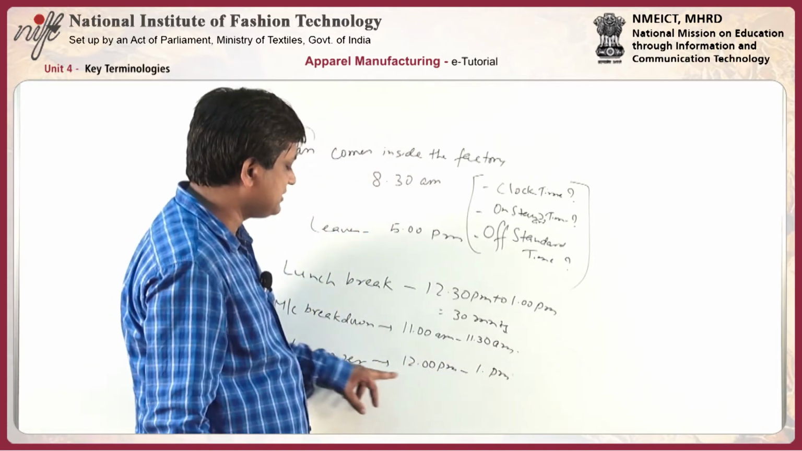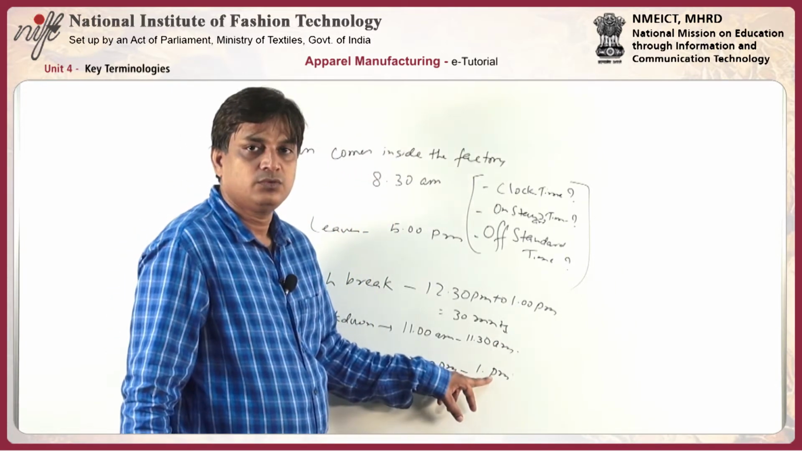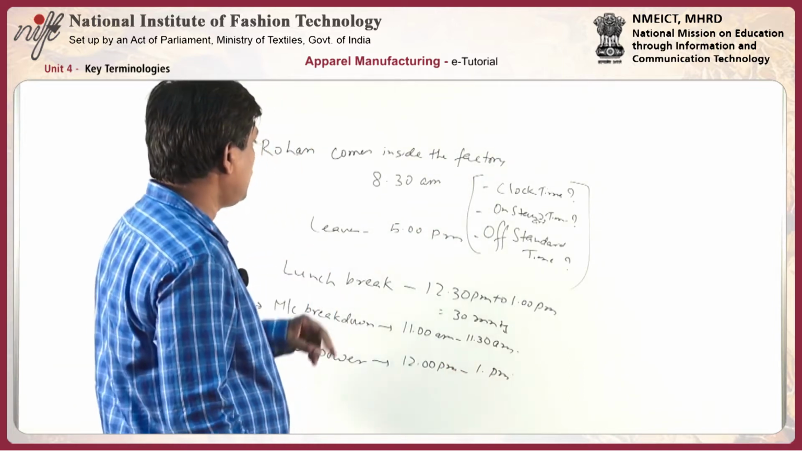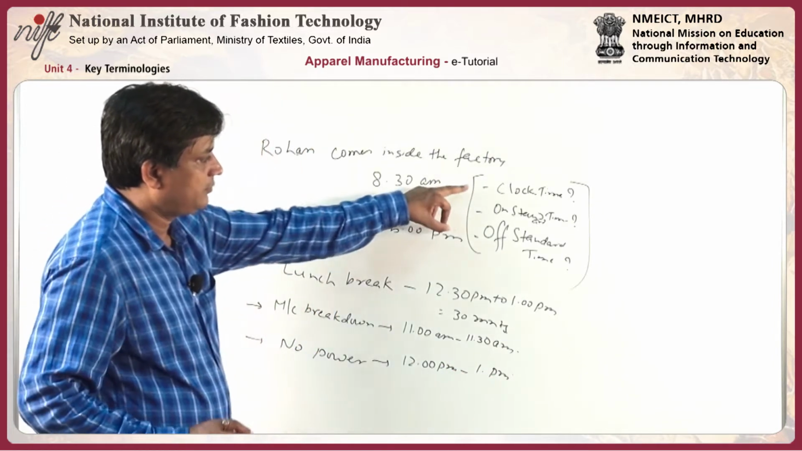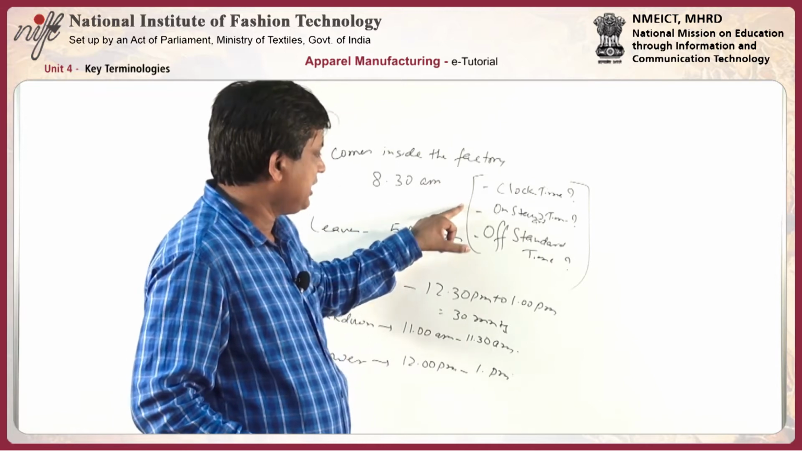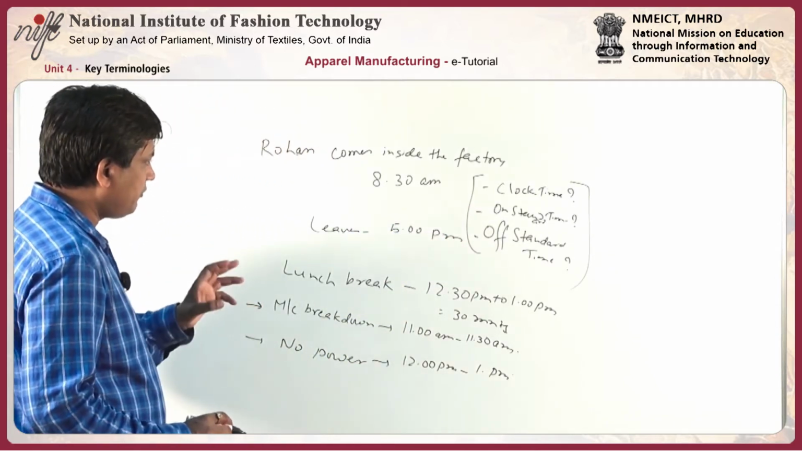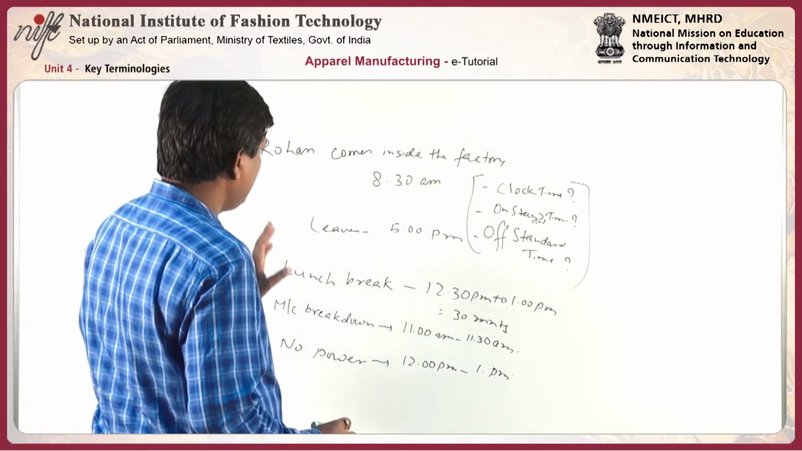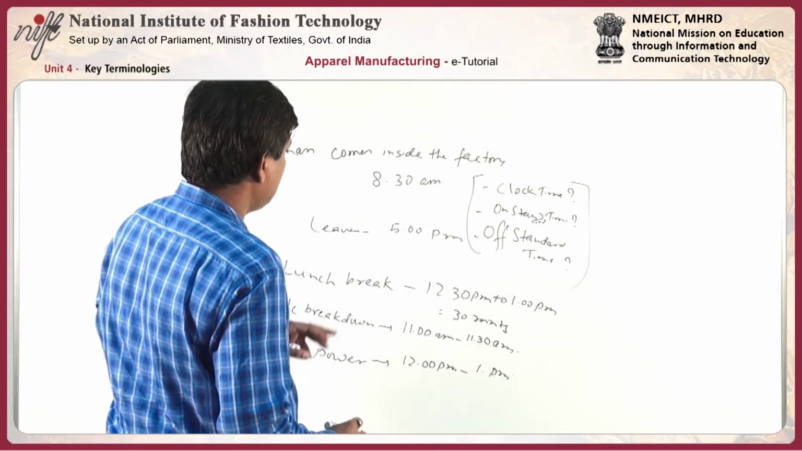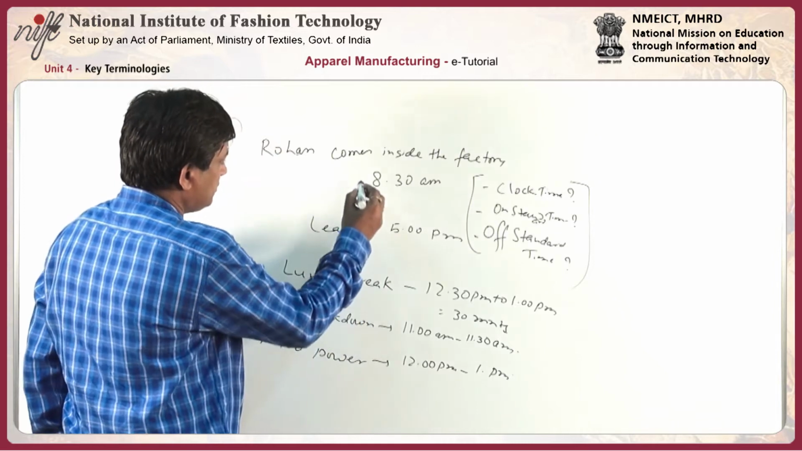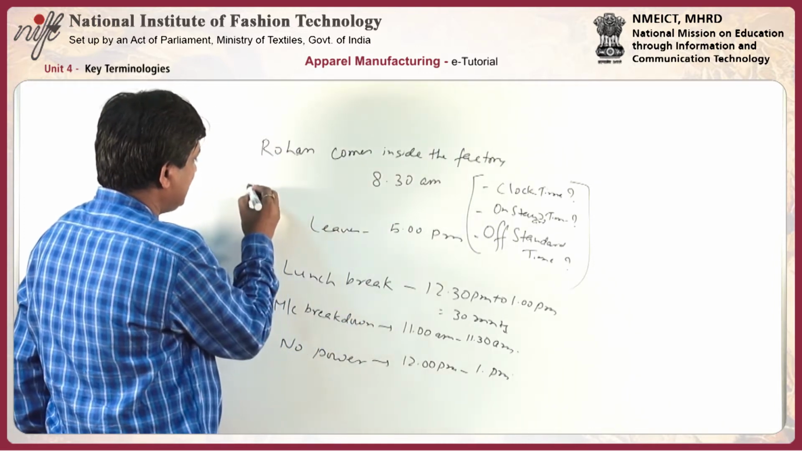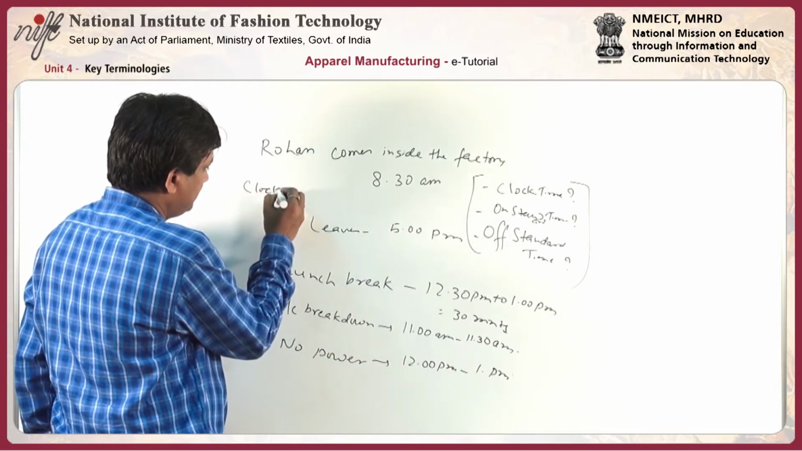And no power is there from 12 p.m. to 1 p.m. So now we have to calculate the clock time, the on standard time, and the off standard time. So now we will do the calculation here. We will try to understand the calculation, how much. So we will see what the clock time is.